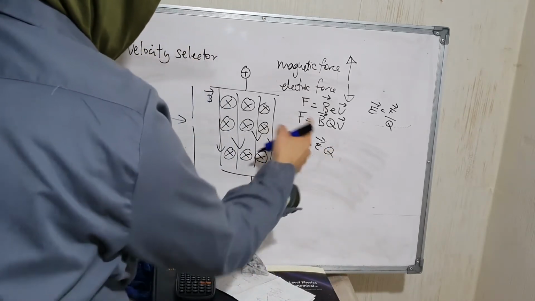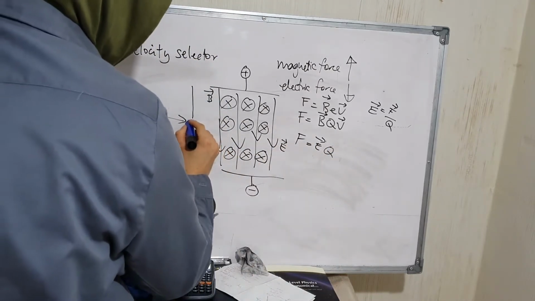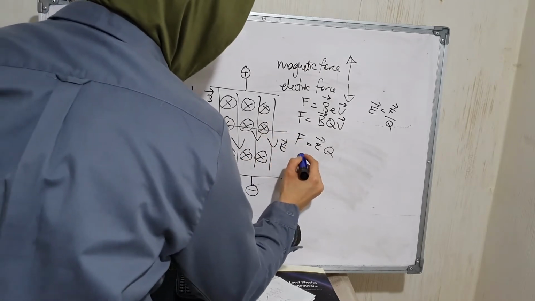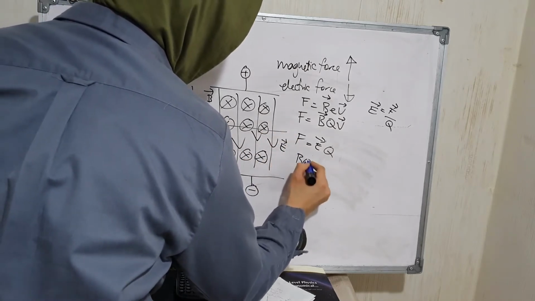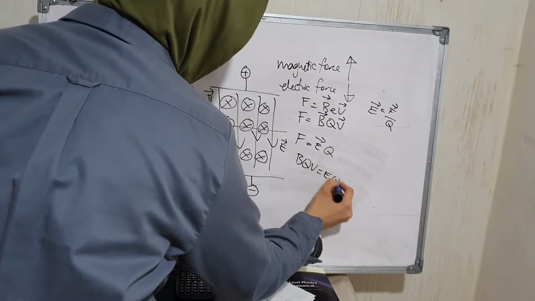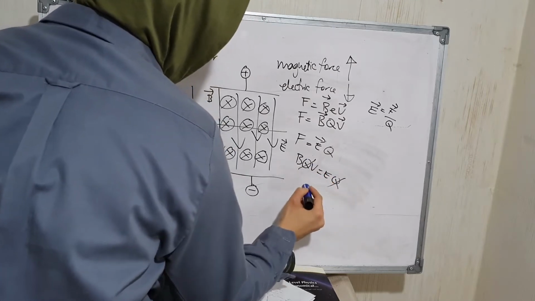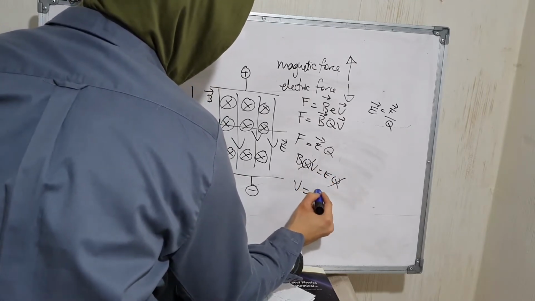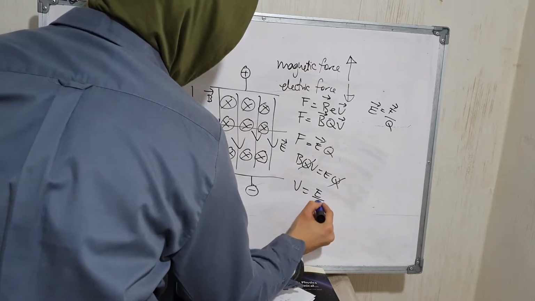All right, so now you can equate them. Now they will go in a straight line. If you equate them, BQV is equal to EQ, the Q's cancel, and V is equal to E over B.